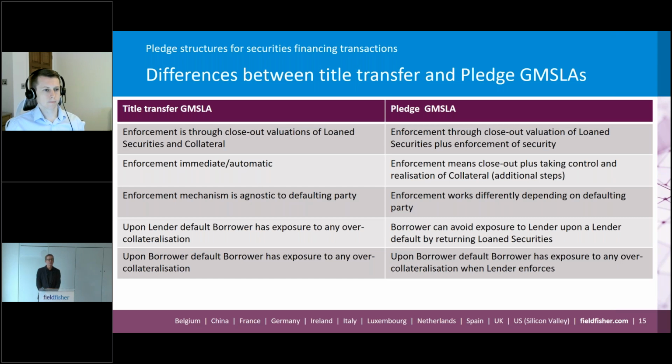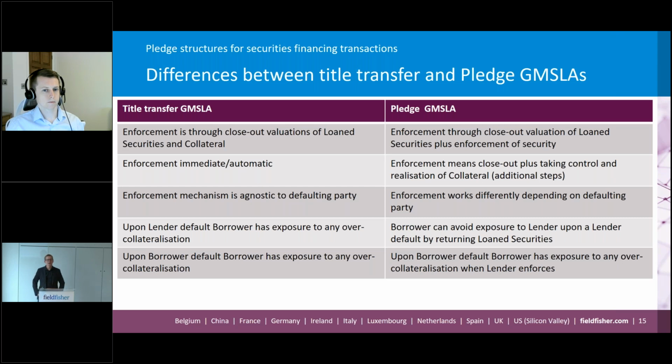There are slightly more legalistic differences, and it flows from what's written in the docs and just how defaults and things work. So the title transfer GMSLA, as the GMRA, everyone will be familiar, you terminate for an event of default and you carry out a closeout valuation, a default market value valuation of both the loan securities and the collateral, and then you're done. So everyone keeps what they've got. And the non-defaulting party will value both sides.